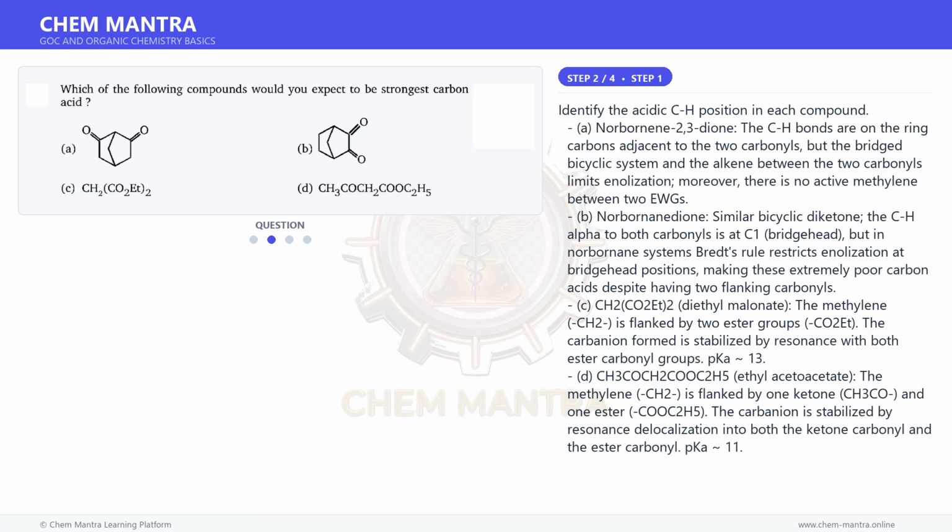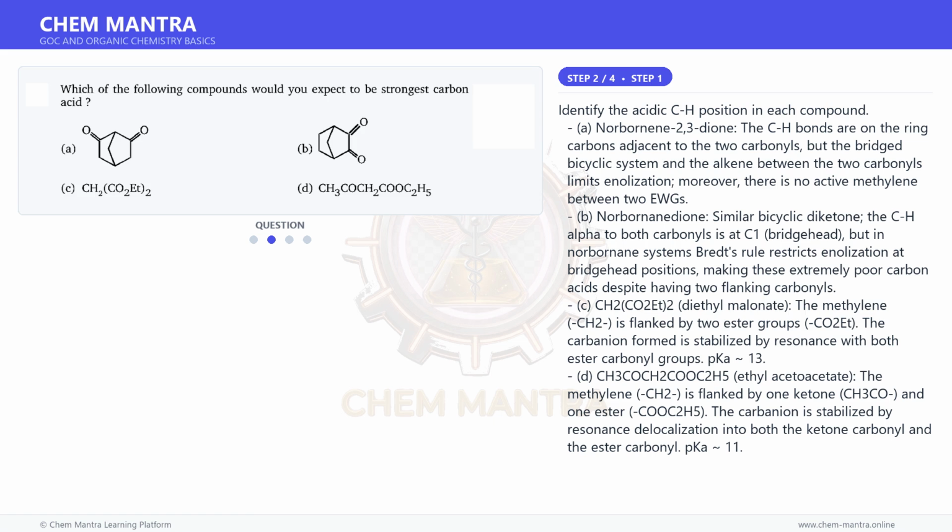C. CH2(CO2Et)2, diethyl malonate. The methylene, CH2, is flanked by two ester groups, CO2Et. The carbanion formed is stabilized by resonance with both ester carbonyl groups. pKa 13. D. CH3COCH2CO2C2H5, ethyl acetoacetate.